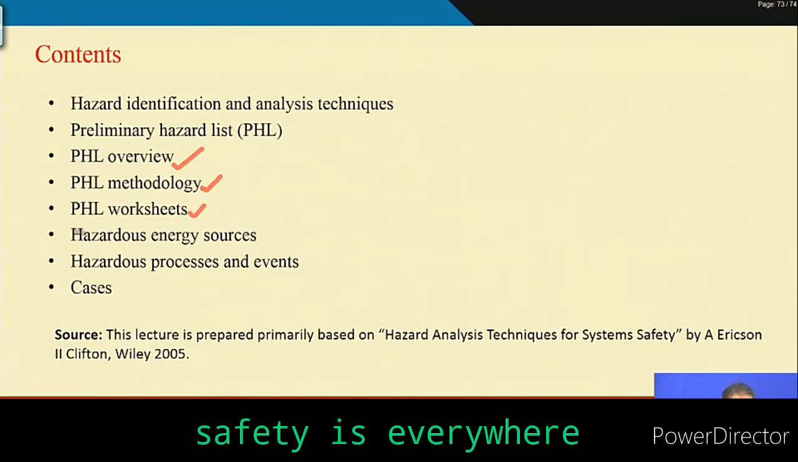and this worksheet will be filled up using information related to hazardous energy sources and hazardous processes and events, and after that two cases will be discussed. So that you will understand how this total concept of identification of preliminary hazard list will be completed. Again, this lecture has been taken from Hazard Analysis Techniques for System Safety by Ericson.